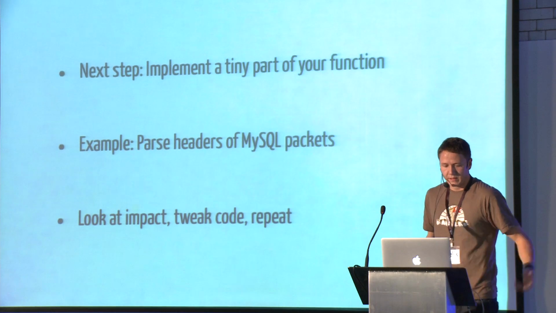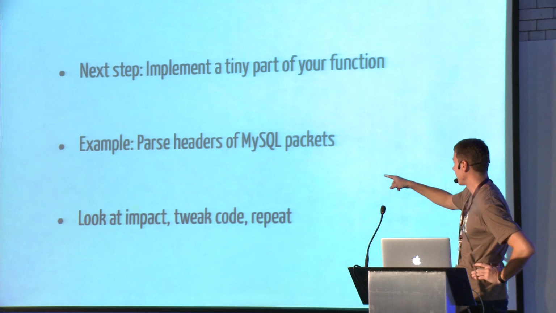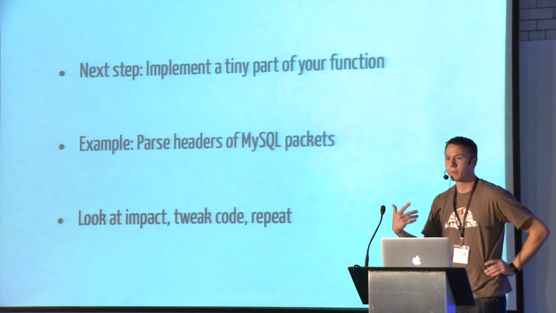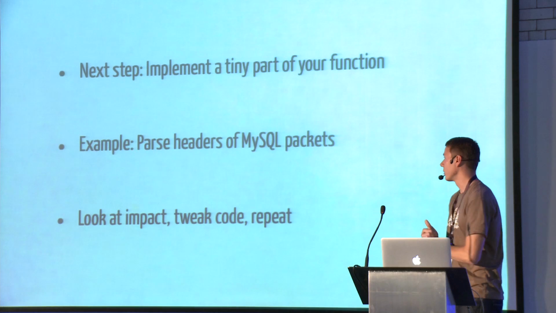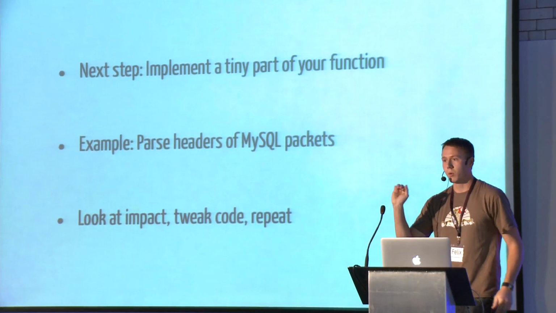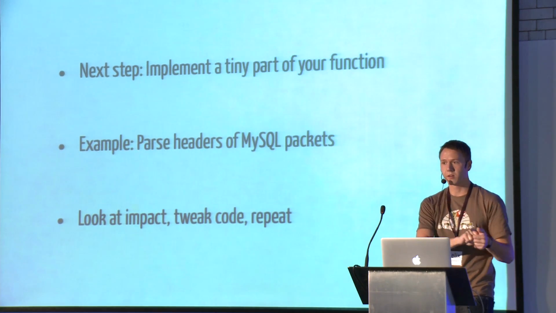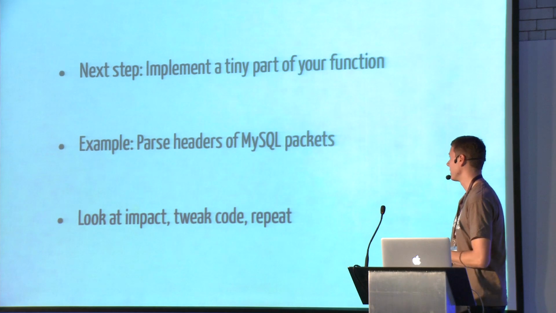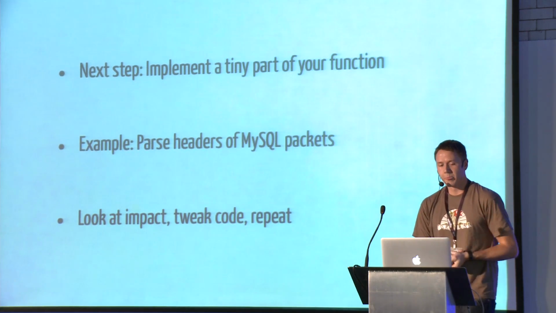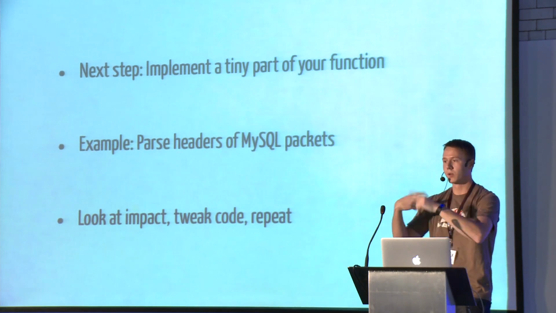So the next step is you implement a tiny part of your function, as I just said. In the case of my MySQL libraries, that usually meant I would start out with a new parser, and all the new parser would do is parse the headers of a MySQL packet. That's only the first 4 bytes. The first 3 bytes tell me how many bytes my package is going to have, and then the next byte would tell me the number of the package. And so I would only parse the headers, skip over the actual data, and go to the next package.